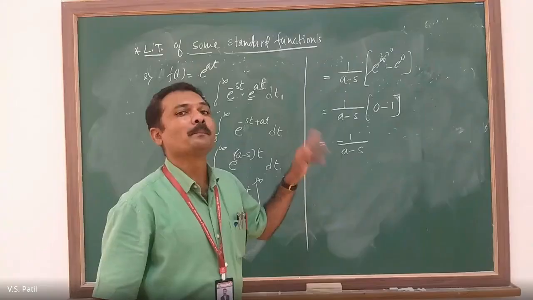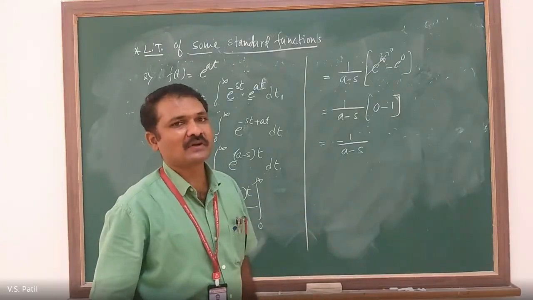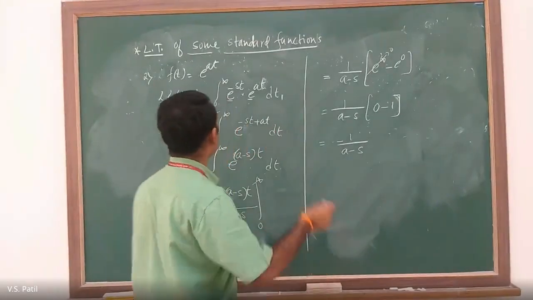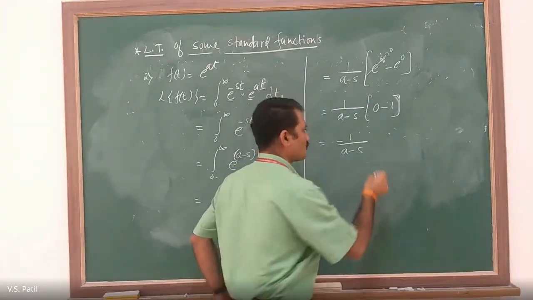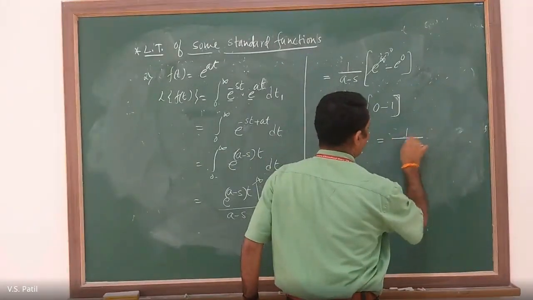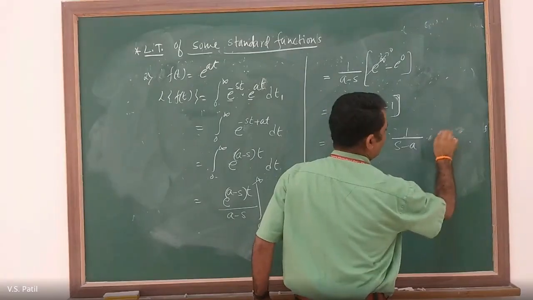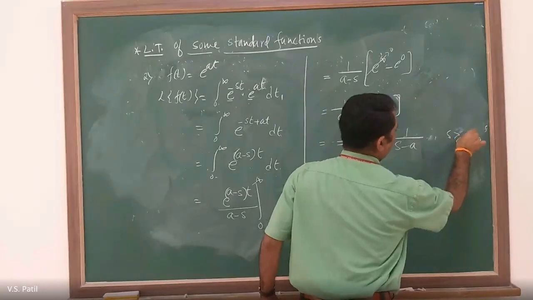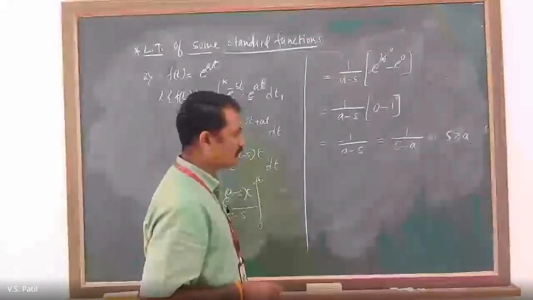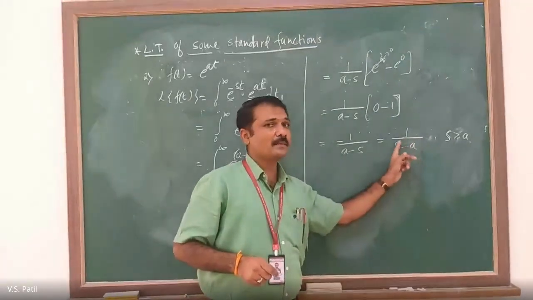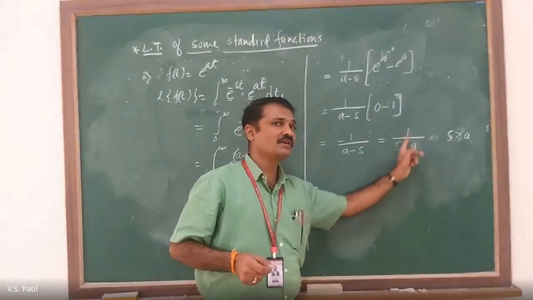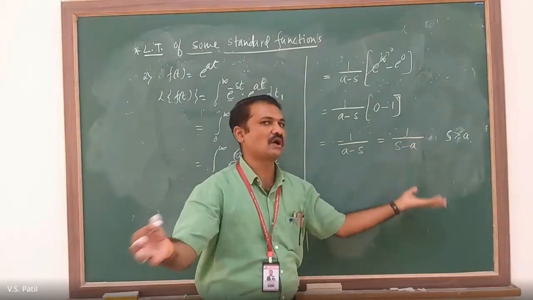But you are not supposed to write like this because I forgot to say one thing here. s will be greater than a. So what you should do? This is 1 divided by (s minus a), with s greater than a. If you take s equal to a, it becomes 0, and 1 divided by 0 is infinity, which is not defined. Agree?